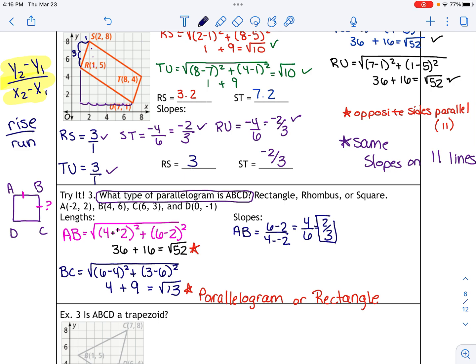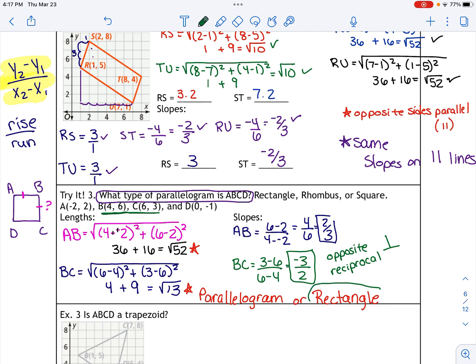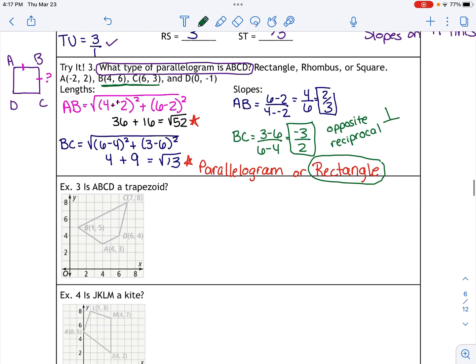Okay, so then let's try and find the slope of BC. These are these 2 points right here. So your y's would be 3 minus 6 on top. Those are your y's. 6 minus 4 on the bottom. So we get -3/2. These are opposite reciprocals. That means they are flipped. Opposite reciprocal means these lines are perpendicular. Perpendicular means they meet at 90 degrees. So the only thing that has opposite sides equal and 90-degree corners is a rectangle.